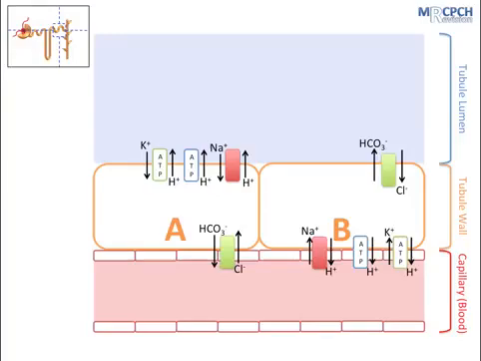So instead of reabsorbing bicarbonate and secreting protons, here we secrete bicarbonate and reabsorb the protons. So the type B cells act when we're in a state of alkalemia in an effort to correct that.